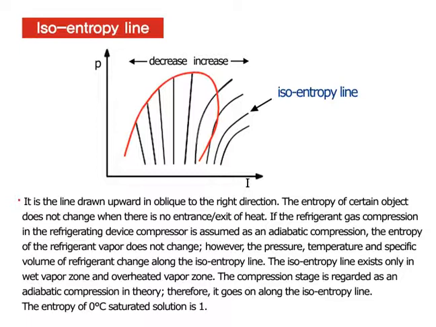However, the pressure, temperature, and specific volume of the refrigerant do change along the isoentropy line. The isoentropy line exists only in the wet vapor zone and overheated vapor zone. The compression stage is regarded as an adiabatic compression in theory. Therefore, it goes on along the isoentropy line. The entropy of 0 degrees Celsius saturated solution is 1.